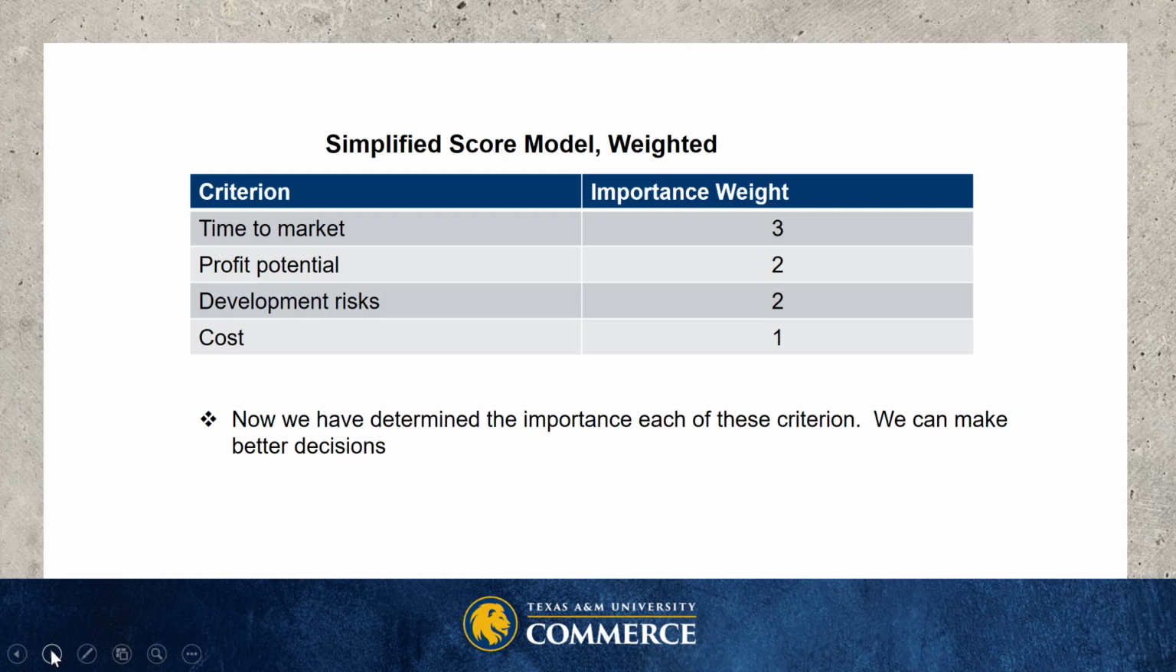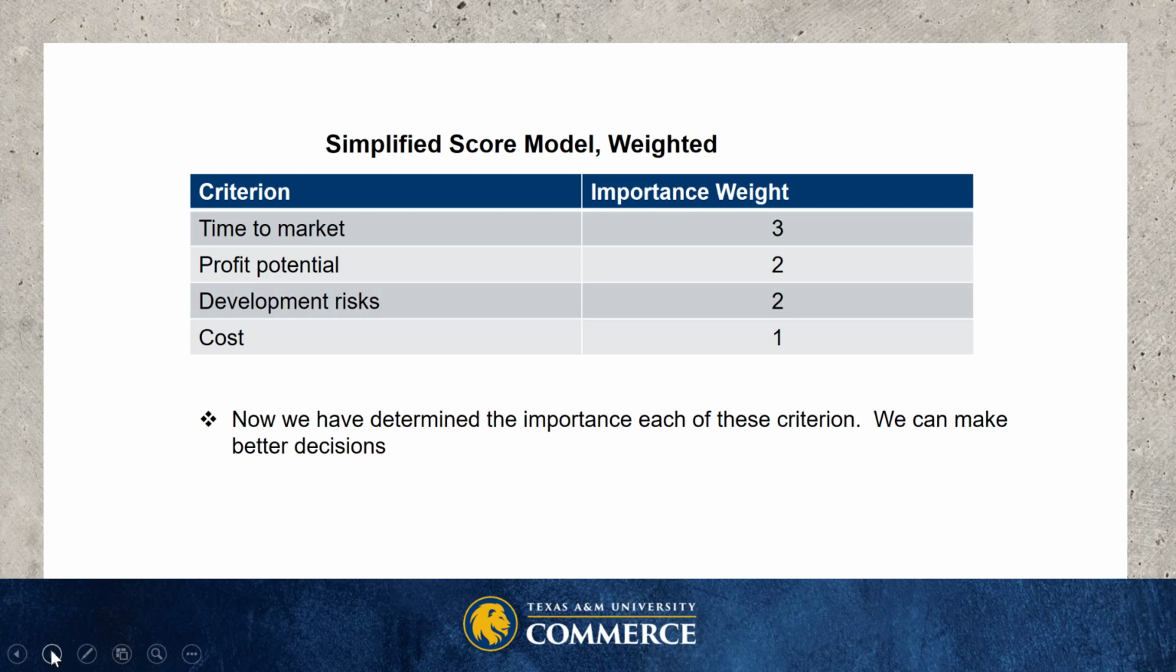So we need a way to weight these criteria and let us know, when we're looking at our projects, what's more important. So time to market importance weight is 3. It's very important that we get this to market quickly. Profit potential is 2. So we're more interested in getting the thing to the market than we are in the profit potential.